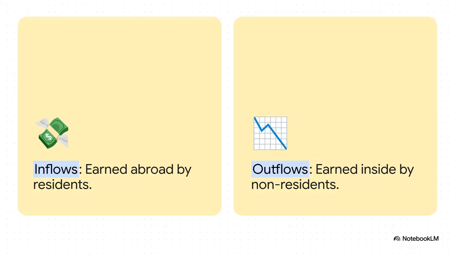This creates a really stark contrast when we look at national accounts. Think of it entirely in terms of directionality. When residents living in the country earn factor income abroad, that's an inflow. It's actively adding to the national wealth. But when non-residents earn factor income inside our country, that's an outflow. It subtracts from it. So again, inflows minus outflows gets us our net.